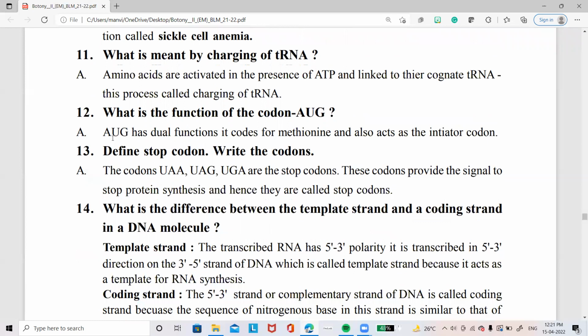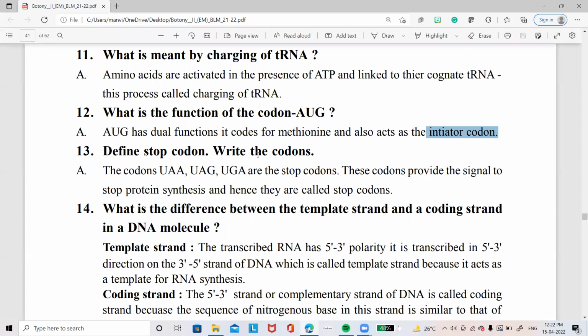Question number 12. What is the function of the codon AUG? AUG has dual functions. It codes for methionine, and it also acts as an initiator codon. So AUG is the initiator codon and AUG also codes for methionine.